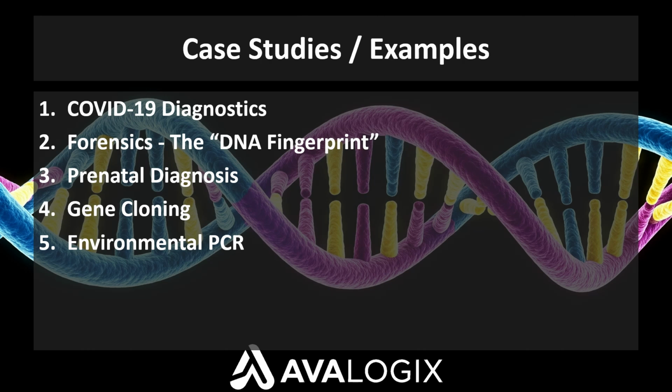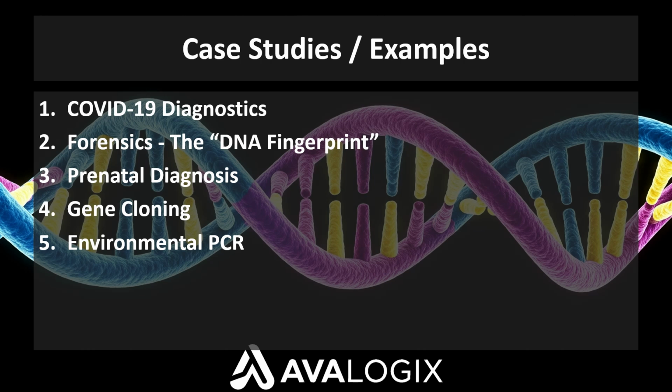Forensics, the DNA fingerprint. In a 1980s criminal case in the UK, PCR-based DNA evidence helped exonerate a falsely accused individual and catch the true perpetrator. The ability to amplify STR regions was central to building a DNA profile from minuscule evidence. Prenatal diagnosis. PCR allows detection of genetic disorders like thalassemia or cystic fibrosis in unborn babies by analyzing fetal DNA from amniotic fluid or maternal blood.